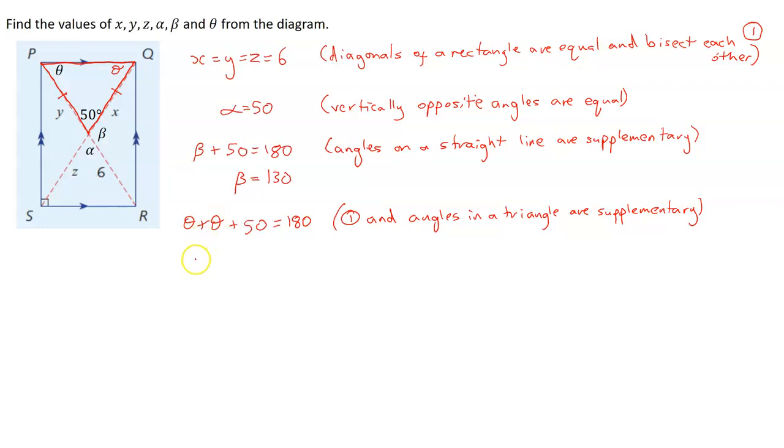So I can collect my like terms here. 2 theta plus 50 is 180. I can subtract 50 from both sides. And I can divide by 2. So that's an example to help with rectangles.